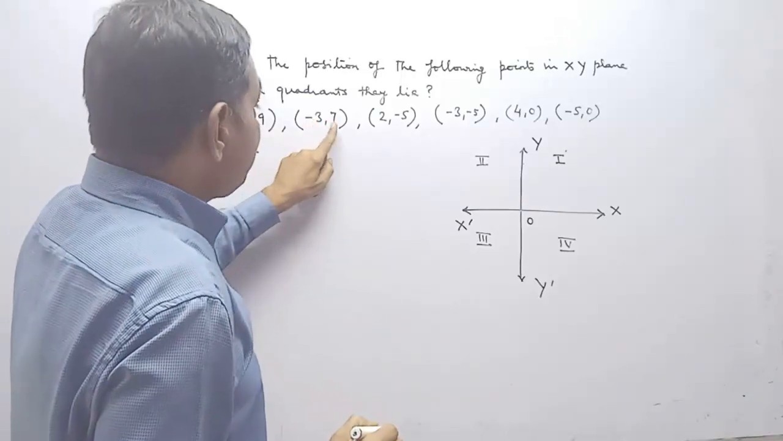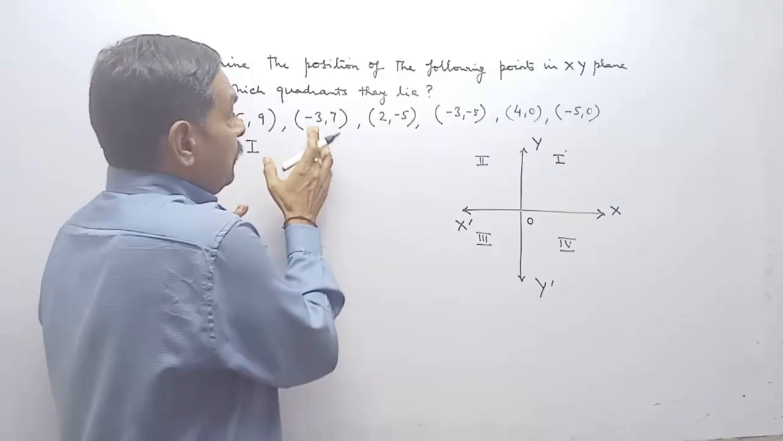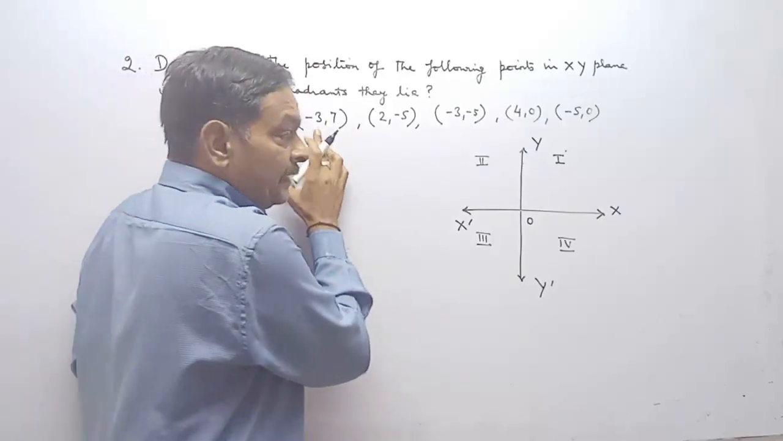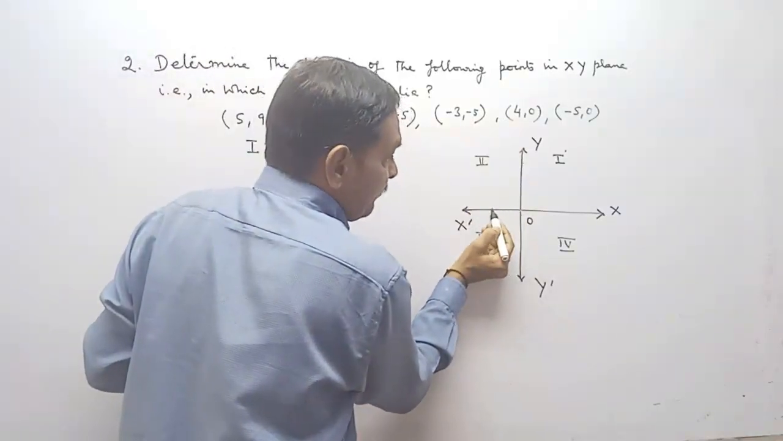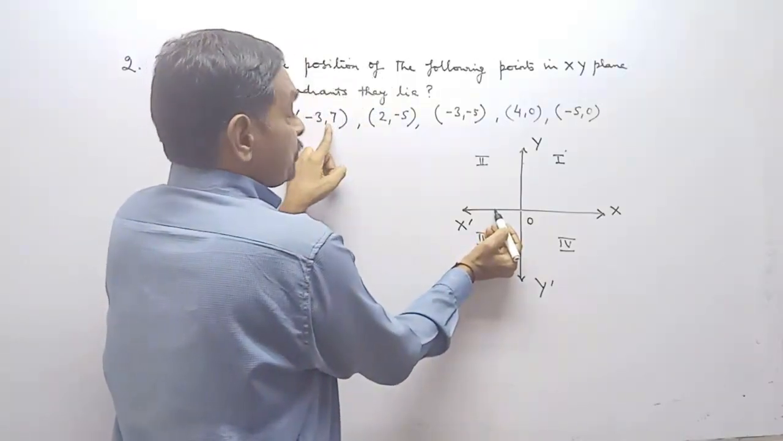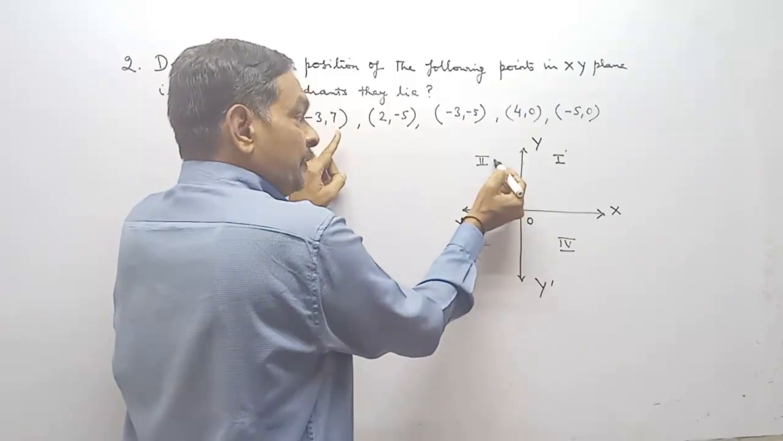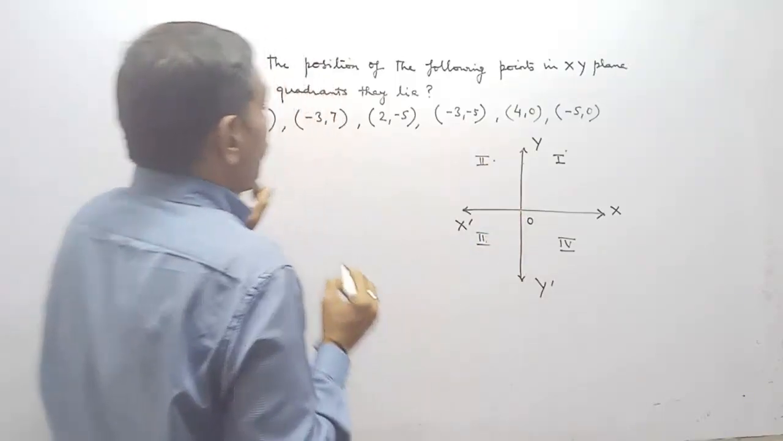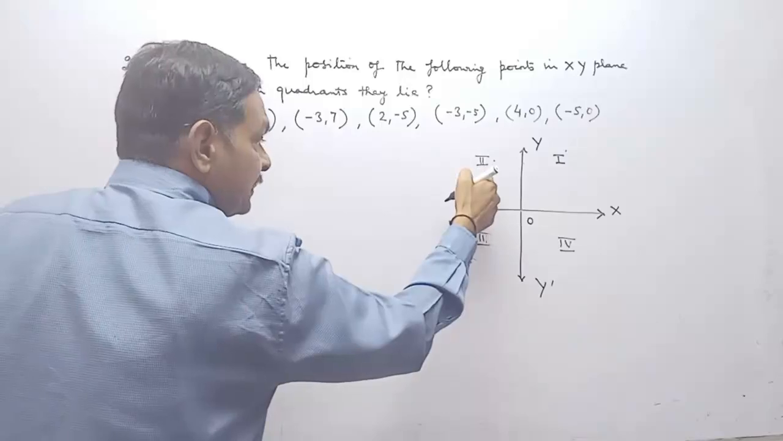Okay. (-3, 7). On X-axis we are moving in the negative direction, means somewhere here. And on Y-axis we are moving in the positive direction, means upper side. So we will be approaching somewhere here. So here we have the second quadrant.